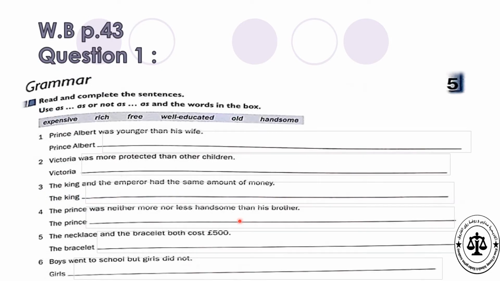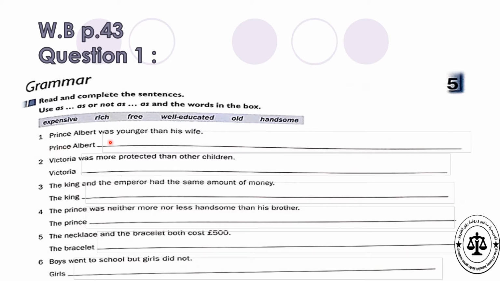Now open your workbook, page 43, and let's start answering the questions in this page. Number 1. Read and complete the sentences. Use as or not as, and the words in the box. These words are adjectives. We want to use them to rewrite the sentences by using as or not as. We said as with what? Excellent. With the equal items. Not as, not equal or different. Here we have the adjectives: expensive, rich, free, well-educated, old, handsome.